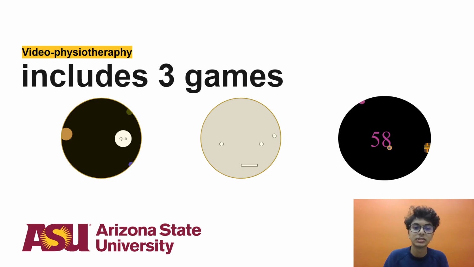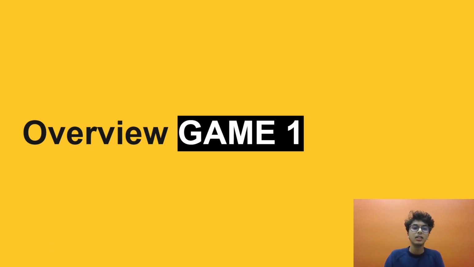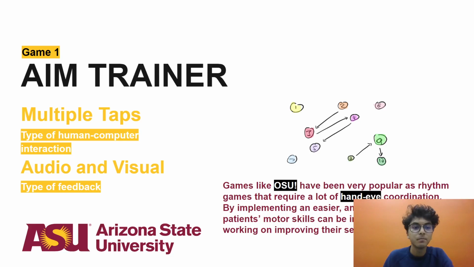The first one is the Aim Trainer, the second one is Catch 'em, and the third one is Find the Treasure. It's the overview of game one. The first game is Aim Trainer. We used taps as the main form of human-computer interaction. The types of feedback we obtained from this game are audio and visual.